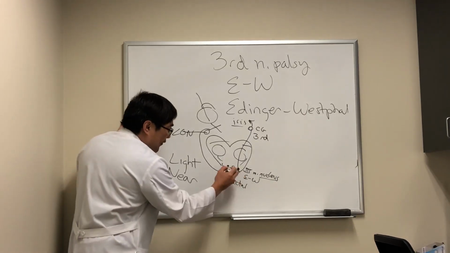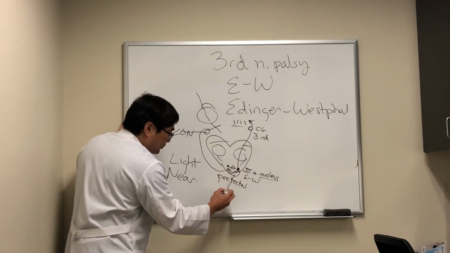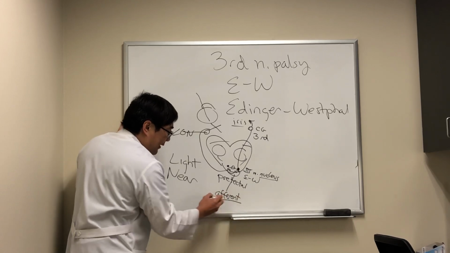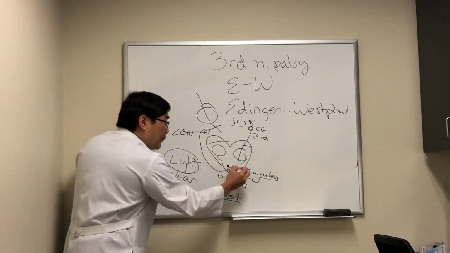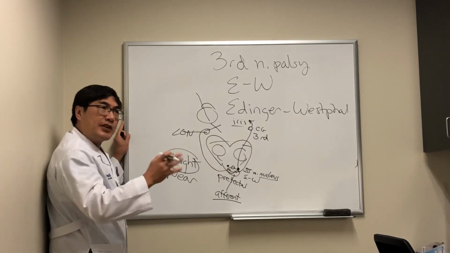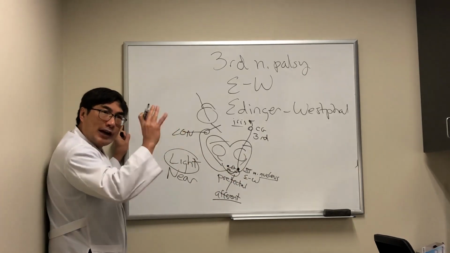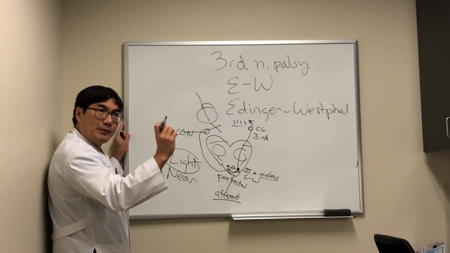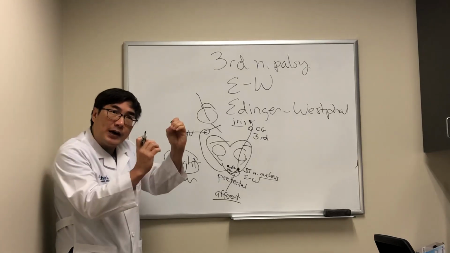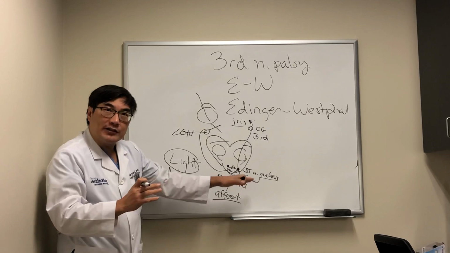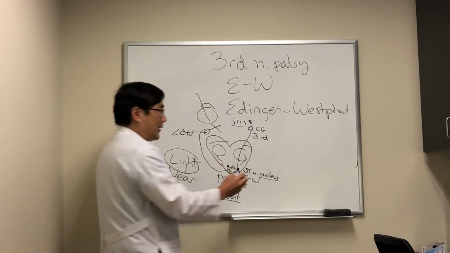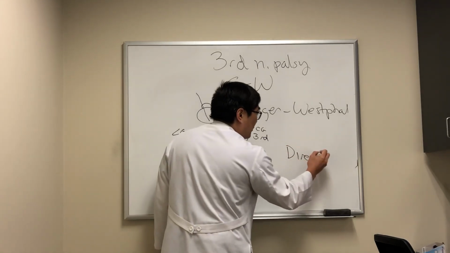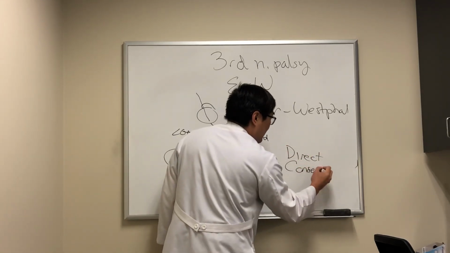So there's an afferent fiber right here in the pretectal area. That afferent fiber carries the light signal to both pupils. And that accounts for the direct response. You shine a light to the right eye, the right pupil constricts, but also the consensual response, because both Edinger Westphal nuclei are receiving the pretectal input from the pretectal afferent pathway. So we have a direct response to the pupil and a consensual response.